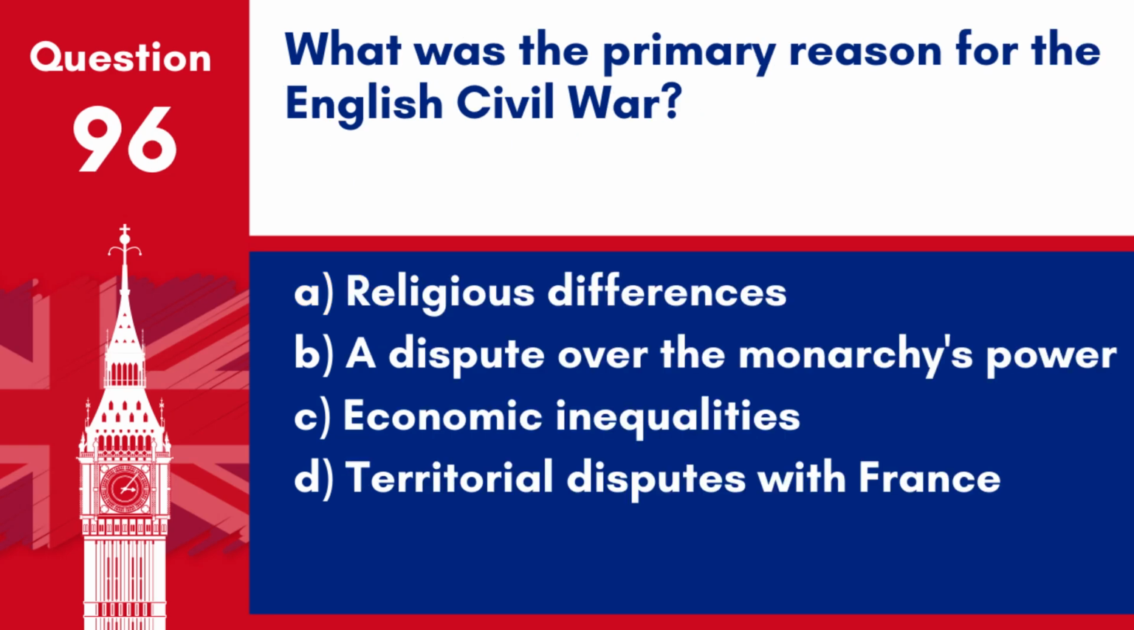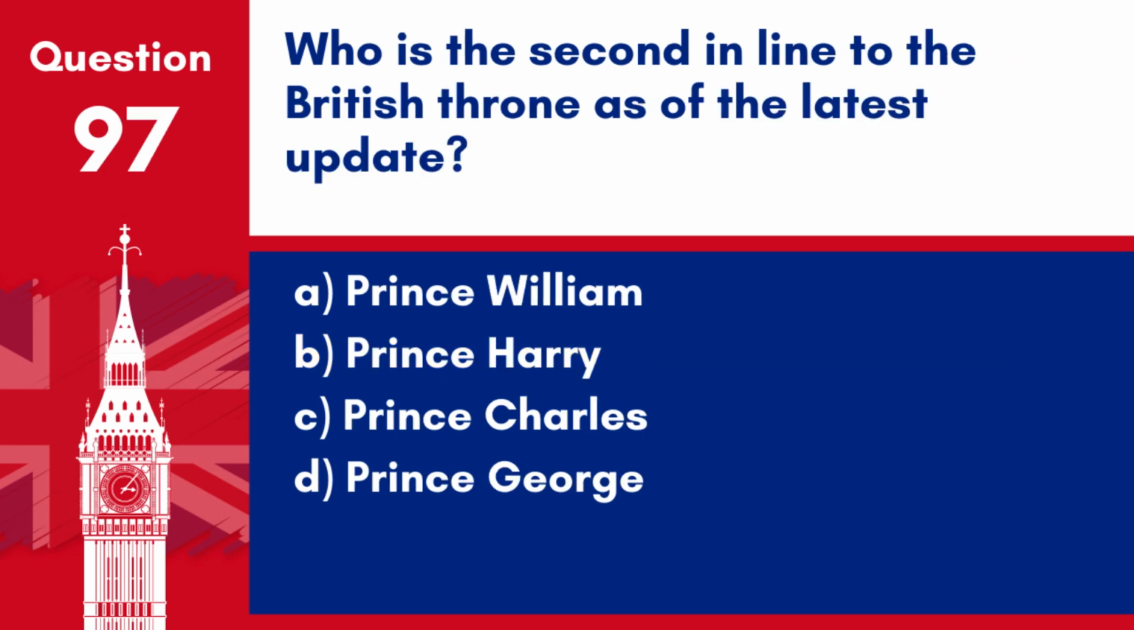Question 96. What was the primary reason for the English Civil War? A. Religious differences. B. A dispute over the monarchy's power. C. Economic inequalities. D. Territorial disputes with France. Answer: B. A dispute over the monarchy's power. The primary reason for the English Civil War was a dispute over the power and authority of the monarchy versus the rights of Parliament.